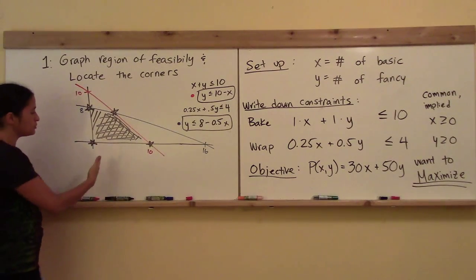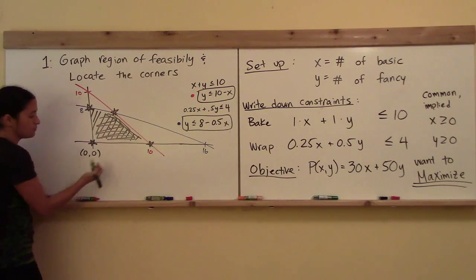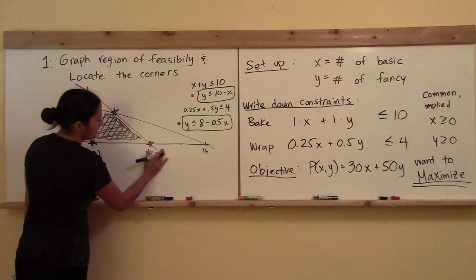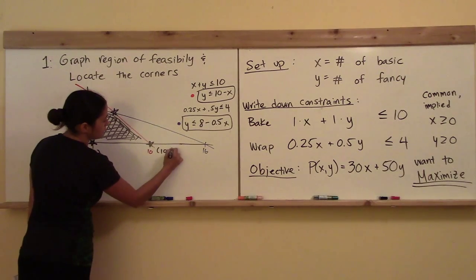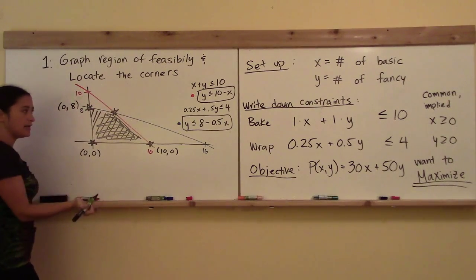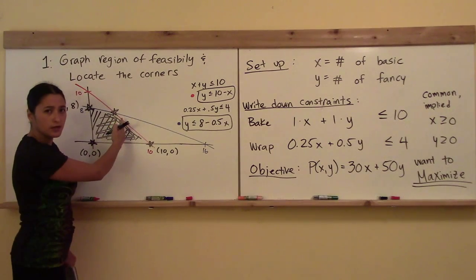Okay, so once you do that, you can kind of derive the equations of the corners, but some of them might be easy to see, like 0, 0, for instance, and then this one right here, x equals 10, y equals 0. This one over here is pretty easy. It says that x equals 0, y equals 8. This one's a little tricky. How are you going to get this one?